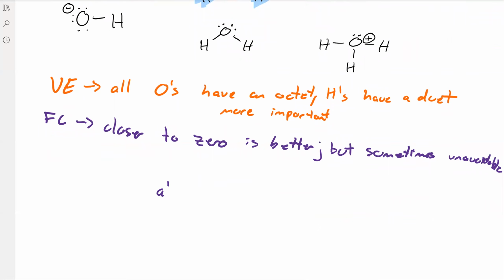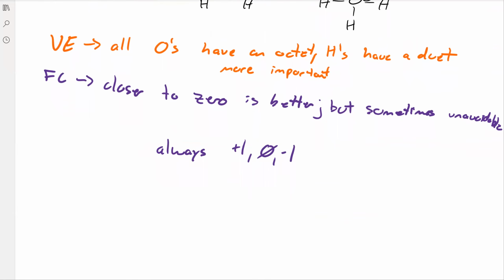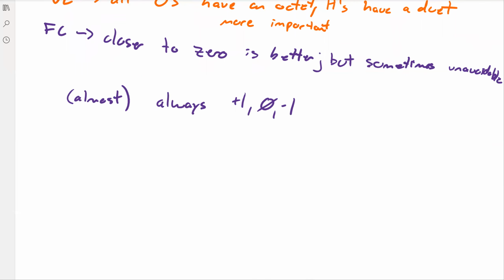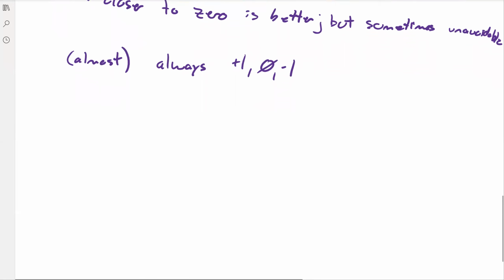The charges are always going to be +1, 0, or -1, right? So if you see a charge other than that, a +2, -2, chances are you're doing something wrong. And I'll put an "almost" here because there are no rules in chemistry. And if there's a rule, there's definitely an exception. But for our course and for Gen Chem and even OChem, you'll never see a formal charge that's greater than ±1 unless it's on a transition metal.